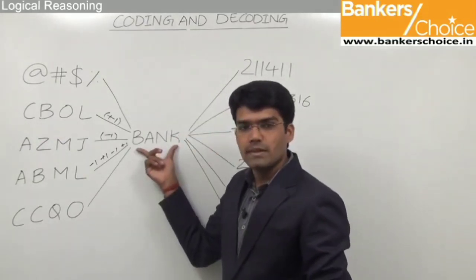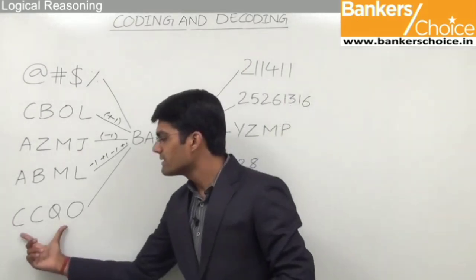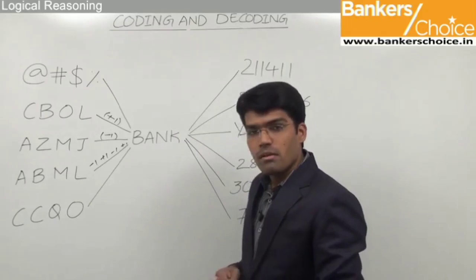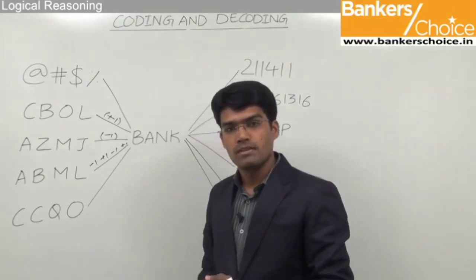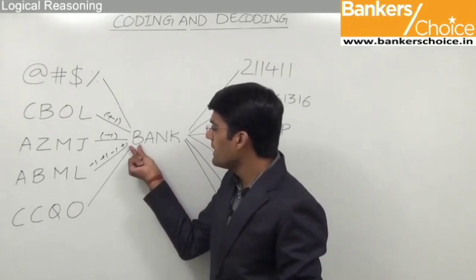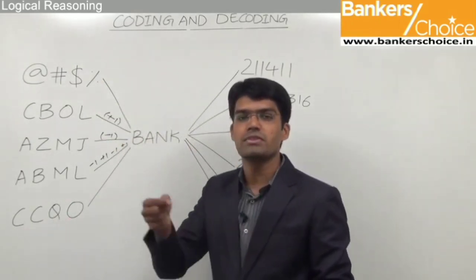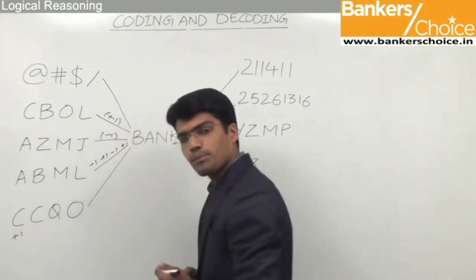Again in this case as well, the letters of the word bank have been changed to some other letters in the alphabetical order. Now the logic here can be understood by finding out the shift of each letter in the coded form. For example, the letter B is taken as C. That means it has been shifted by one position in the forward direction. So we can say that this is plus 1.